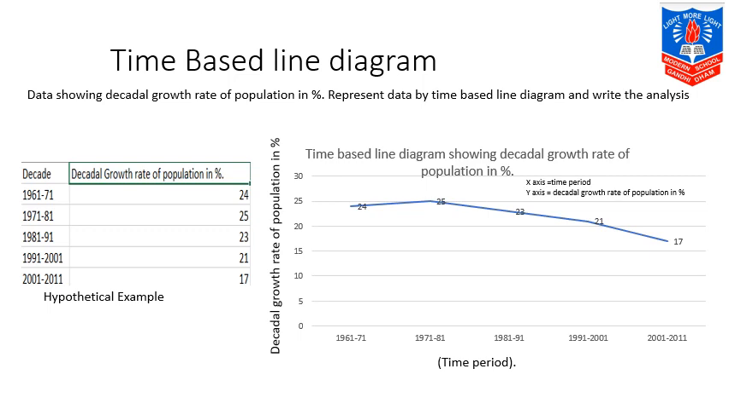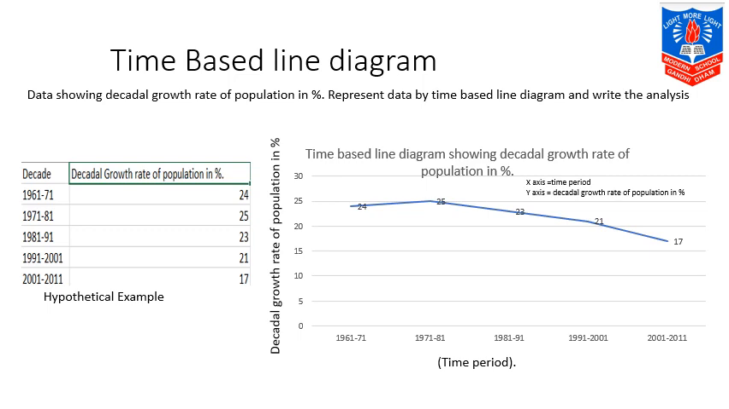Now very first year, that is 1961-71, it is 24. So on 24 I'll put a mark. In 71-81 it is 25, so I'll mark over there. In 1981 to 1991 it is 23, so I'll mark over there, and for rest of the two I'll mark in the same manner.